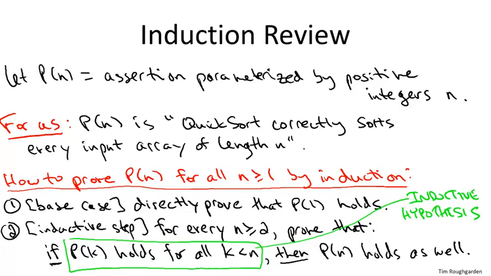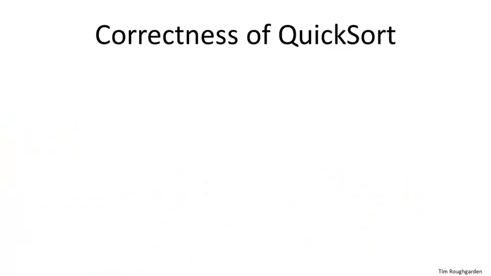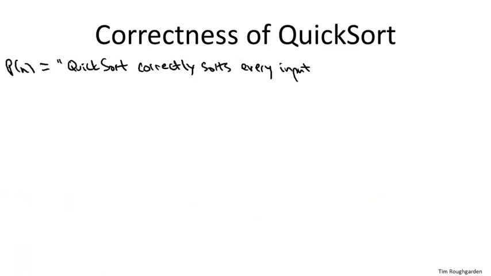Now let's instantiate this proof format for establishing the correctness of quicksort. So let me write again what is the assertion we care about. Our definition of P of n is going to be that quicksort is always correct on arrays of length n. And of course, what we want to prove is that quicksort is correct no matter what size array you give it. That is, we want to prove that P of n holds for every single n at least 1. So this is right in the wheelhouse of proofs by induction.